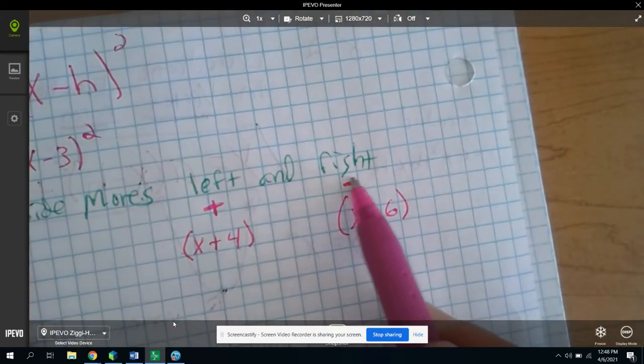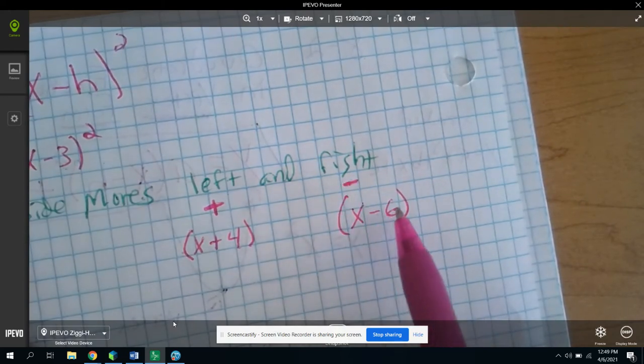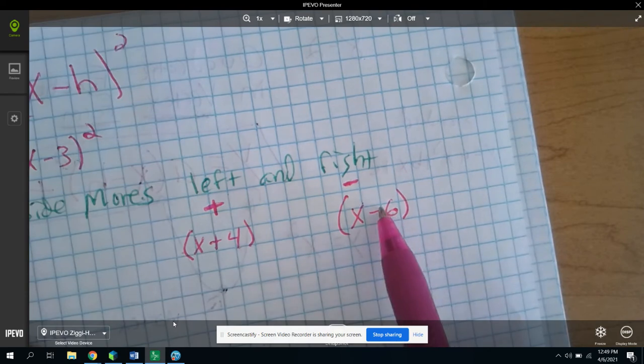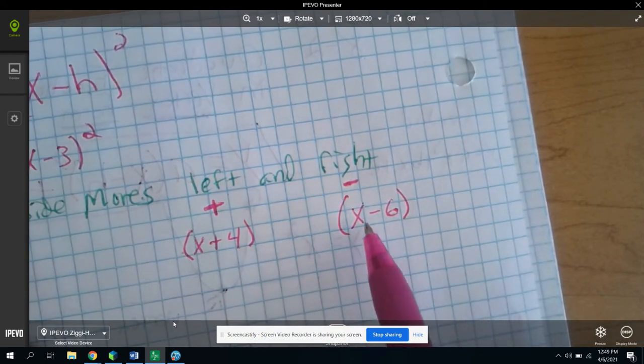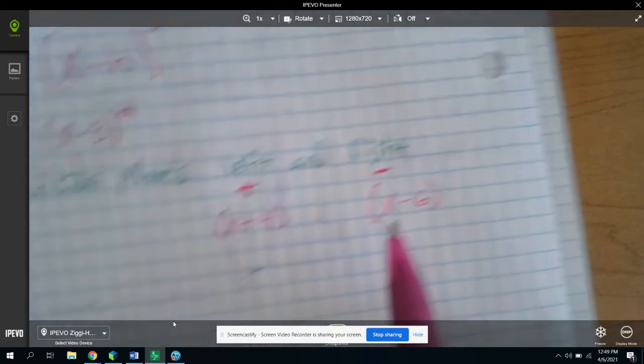You're going to move it right when it's a minus, so x minus 6. You would think it would move left towards the negative, but it actually moves right towards the positive, 6 spaces. That's where the vertex would go.